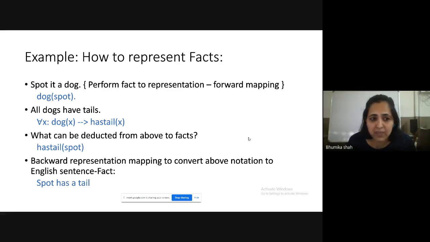So what is forward representation? Converting this fact, English like statement, to its representation, dog(Spot). That is called forward representation.